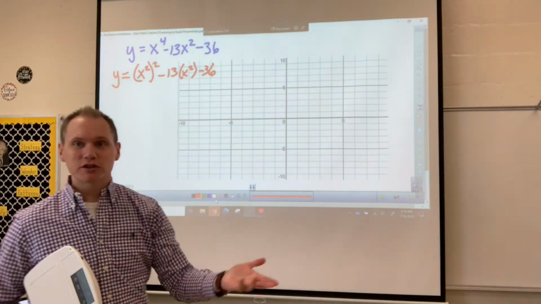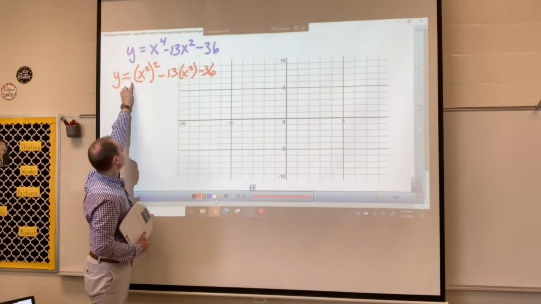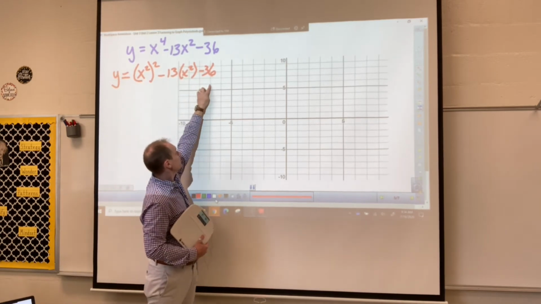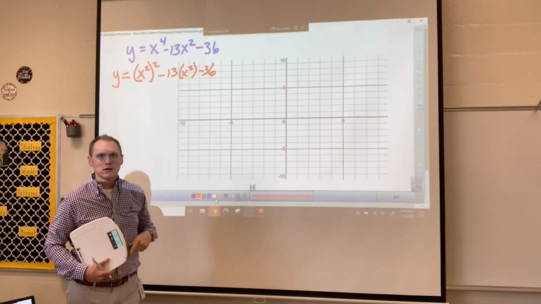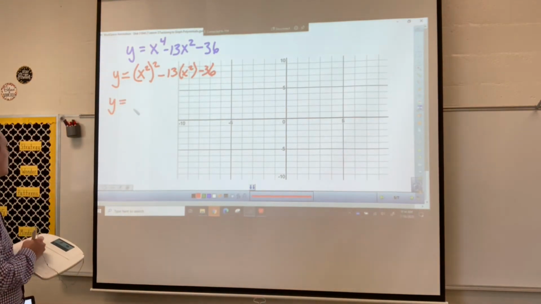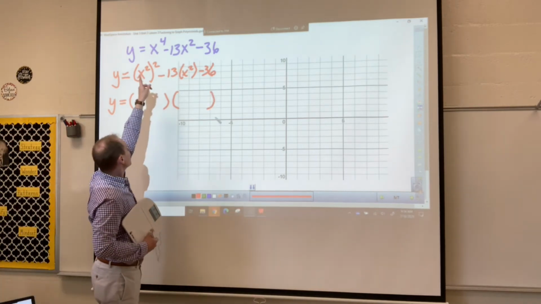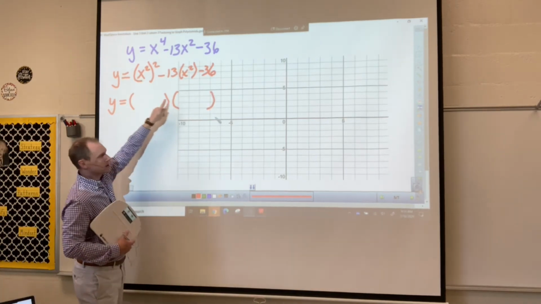So you can think about this just like a normal quadratic, right? The leading coefficient is 1. So really, we just need to think about what multiplies to give us this and adds to give us that. But the only difference here is that in our parentheses, we want to get x to the 4th out. So what are we going to put here and here?